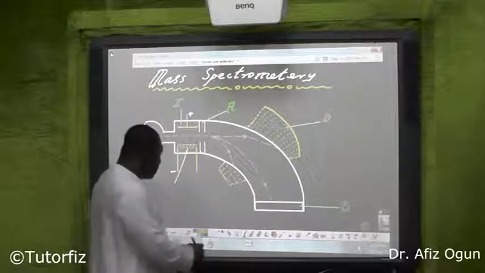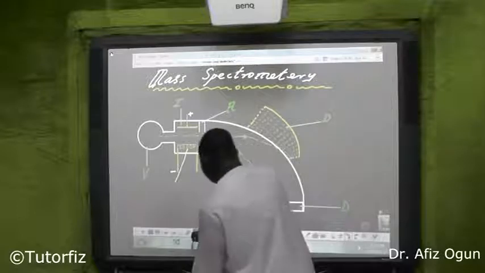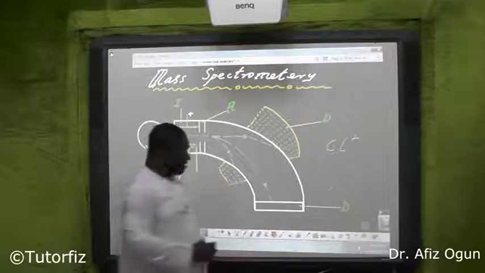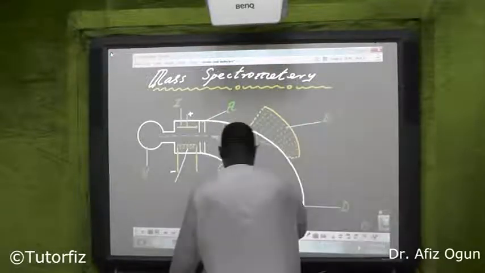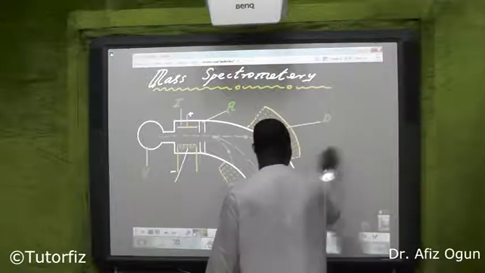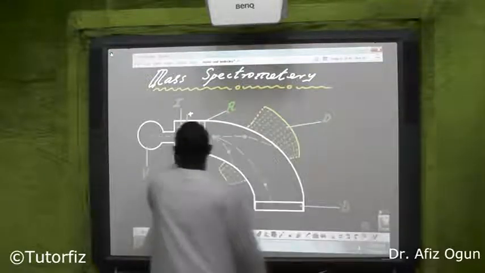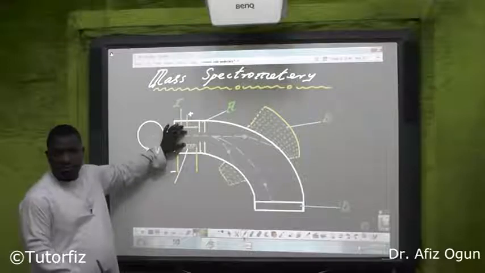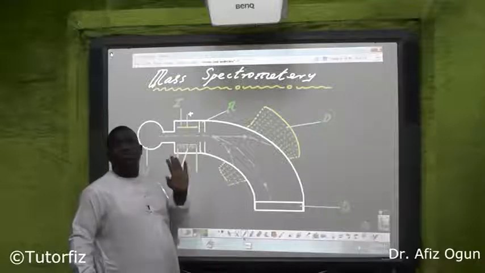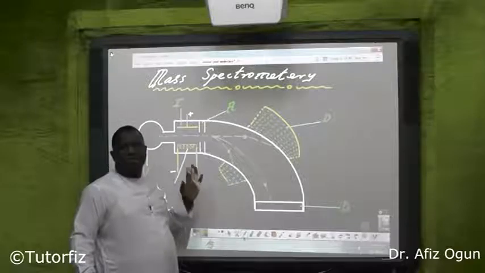When an electron is knocked off from a chlorine atom, it becomes Cl+. Electron is knocked off from hydrogen, it becomes H+. Electron is knocked off from sodium, it becomes Na+, like that. So when you knock off electrons from them, they become positively charged. These positively charged ions now are what we are interested in.